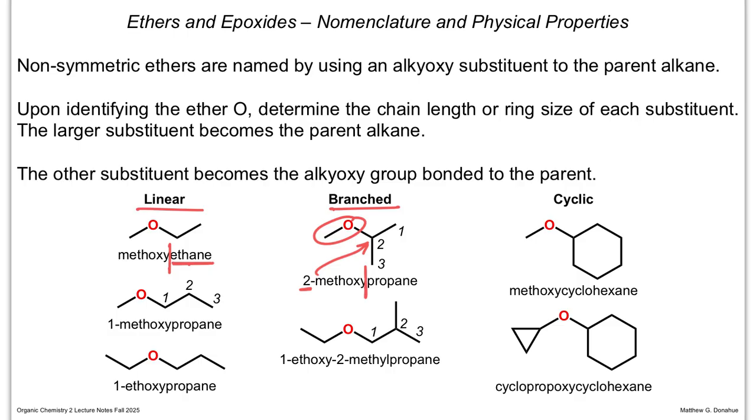So the substituents on oxygen can also be rings. And really what you're doing now is just comparing the size. So this side has 6 carbons. That has 1. So whatever has the most number of carbons becomes the parent. So methoxycyclohexane.